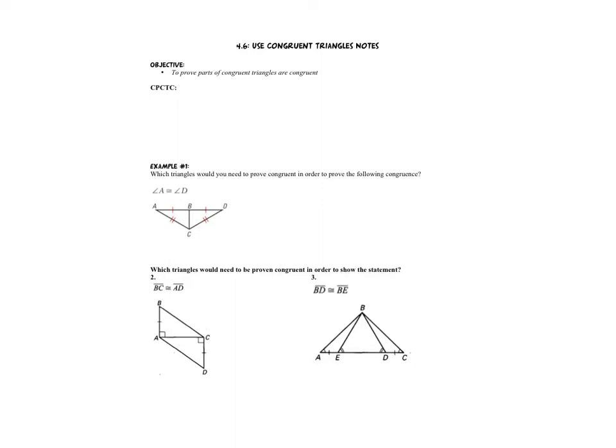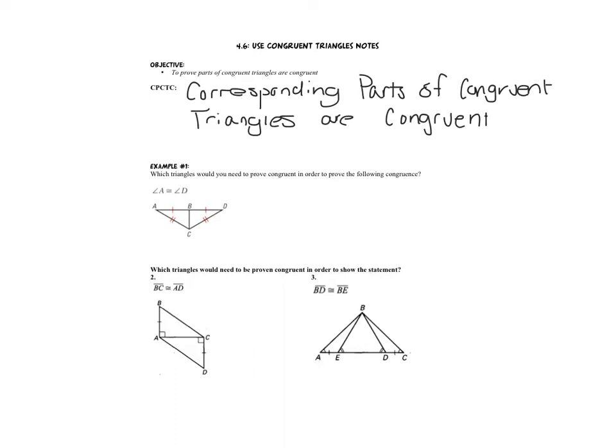So the first thing you need to know is what is CPCTC? Well, it stands for corresponding parts of congruent triangles are congruent. I'm going to go ahead and write that in, so after you see it pop up on screen, you may want to pause your video and quickly jot it down. Okay, so here it is. It's corresponding parts of congruent triangles are congruent. So C, P, C, T, C.